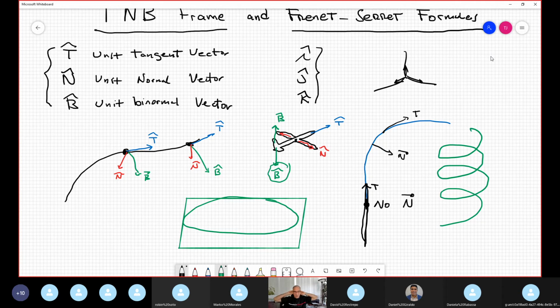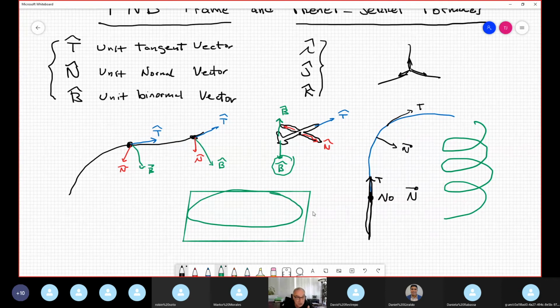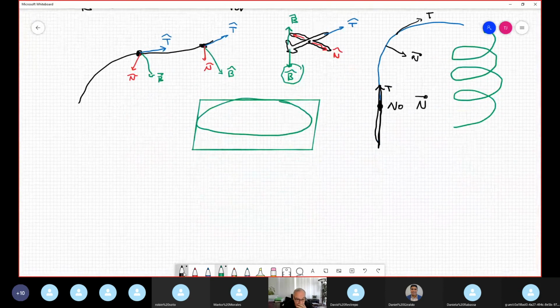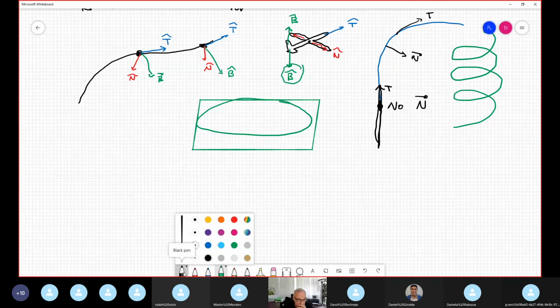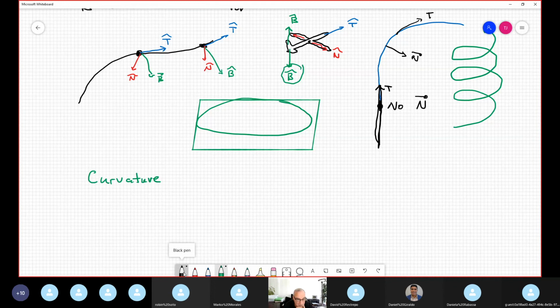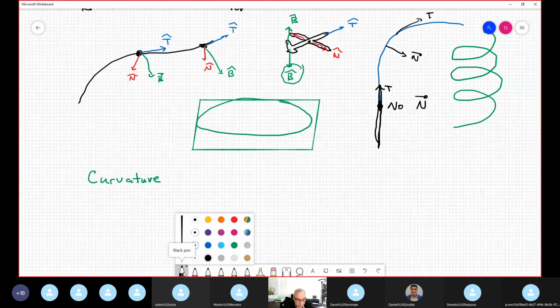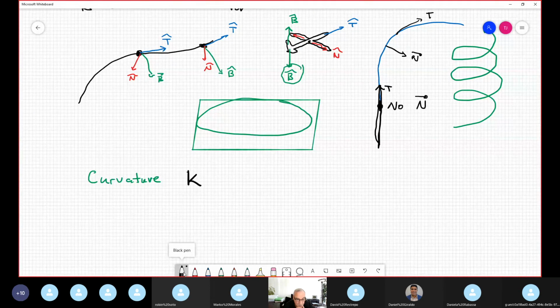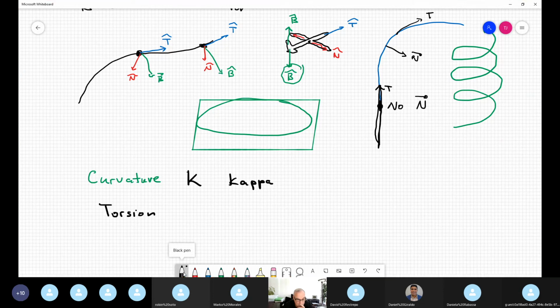So these three vectors give me more information. Look. We have two more parameters. So this is the vector TNB. However, we have two extremely important parameters. The first one is called curvature. The mathematical letter that represents curvature is this letter. It's not K, it's a Greek letter, kappa. I don't know why. Kappa. Torsion. Torsion is tau.